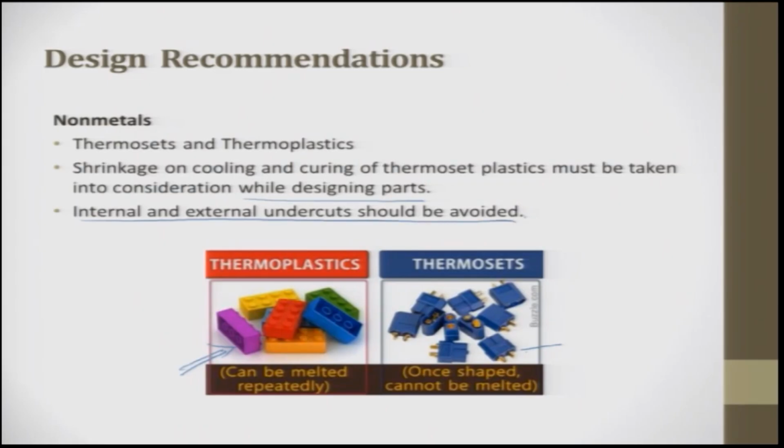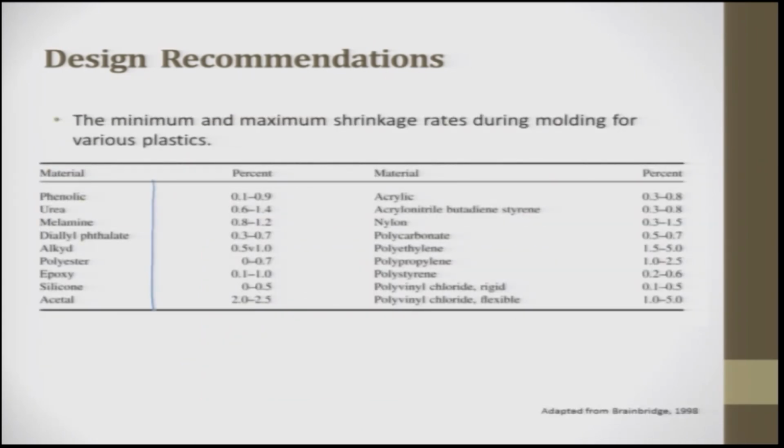Internal and external undercuts should be avoided. So, this is also a recommendation which can be followed for metals, but for polymers, yes, it has to be followed. So, here we have listed varying polymers and the percentage of shrinkage they can undergo. Phenolic is 0.1 to 0.9%. Acetate and acetal are 2 to 2.5%, and you can see PVC can go up to 5%. Polypropylene can go up to 2.5%, polyethylene can go up to 5%.